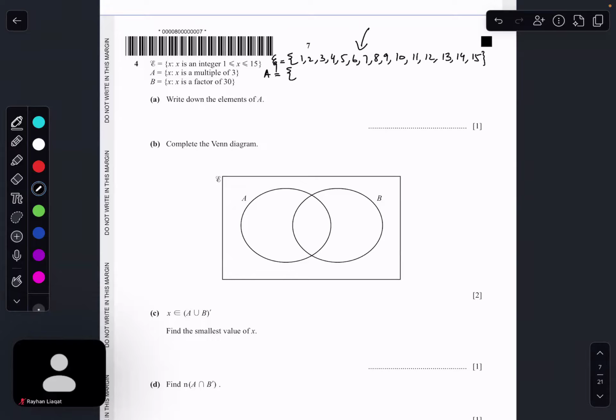Okay. So A, multiples of 3, from 1 to 15, I have to see multiples of 3. We have 3, 6, 9, 12, and 15. B, x is such that x is a factor of 30. So all those numbers which can divide 30 perfectly from this universal set. I'm telling you people again and again, from this universal set.